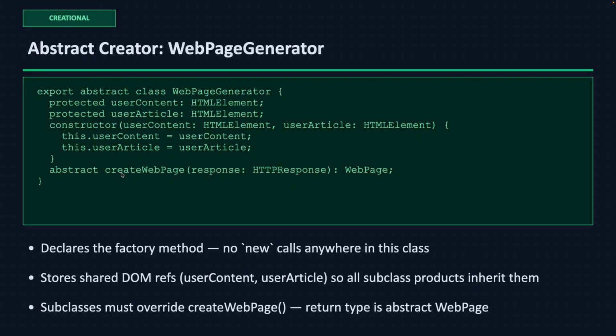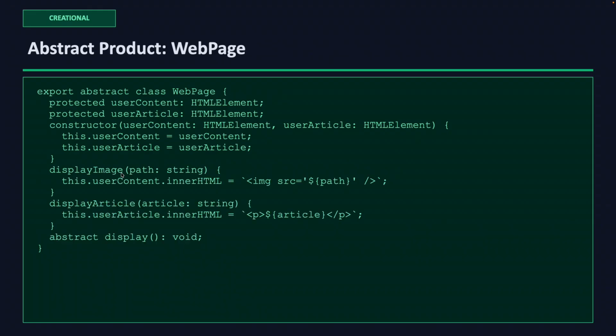The DOM references user content. It also references the user article. These are stored here because all the concrete creators, and by extension, all concrete products need them. This is a good example of sharing infrastructure at the abstract creator level without coupling any specific product.